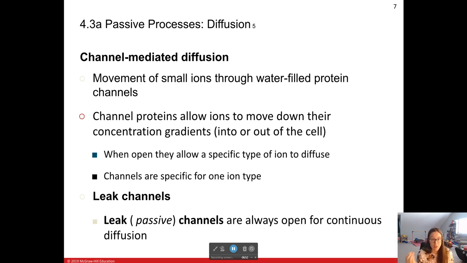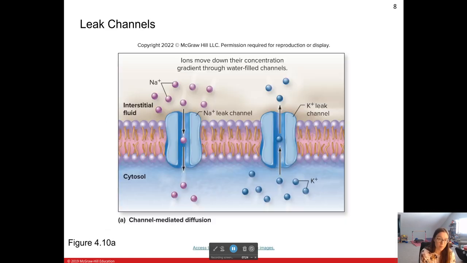And so when these channels are open, they allow a specific type of ion to diffuse. And they are specific for one ion type. Now, there are a lot of different types of channels, so we can categorize them into a few different areas. And the first type is a leak channel. As the name implies, they are always open, for continuous leakage or diffusion. Once again, it's all passive, so anything diffusing through those leak channels is going to be going down its concentration gradient. And here's an example, and we'll talk about these a lot.